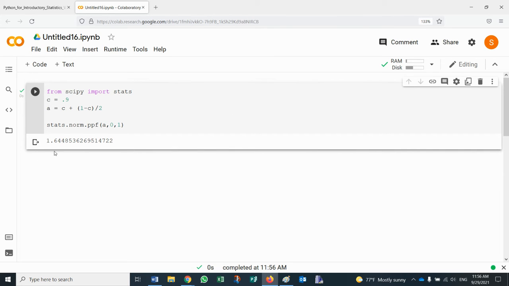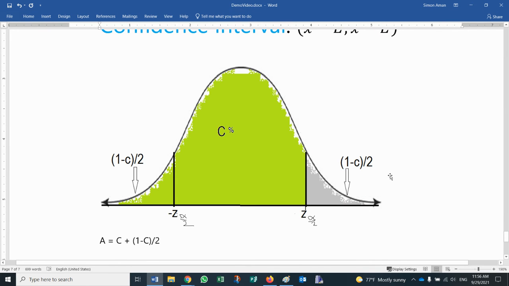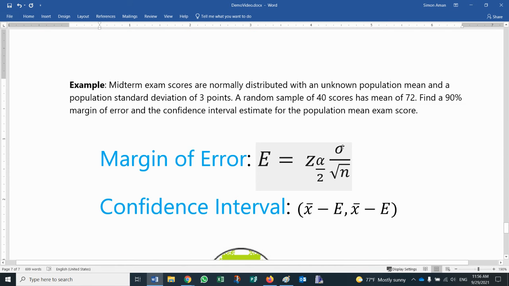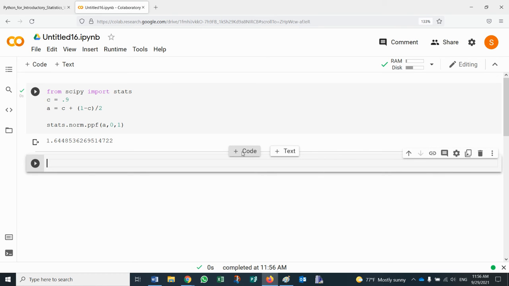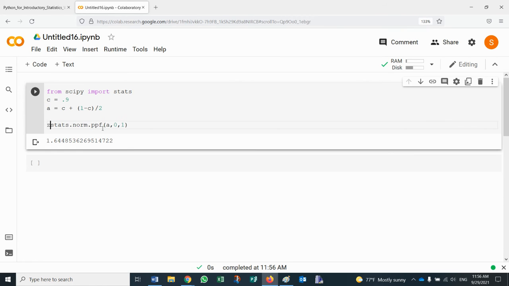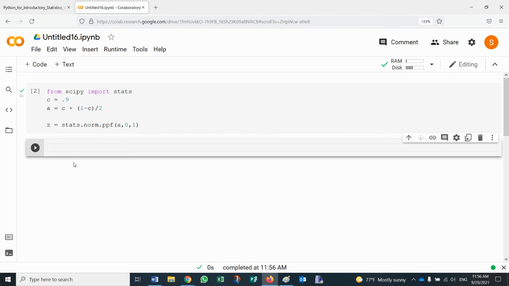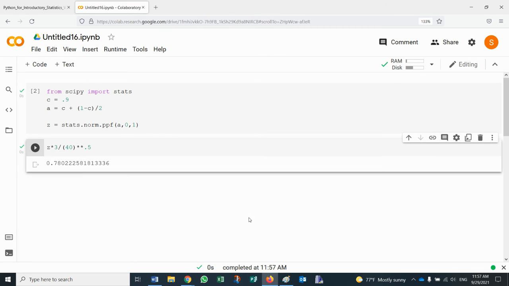Once you have this value, all you need to do is plug it into the formula, multiply it by sigma, and divide it by the square root of n. We could do this using Colab here as a calculator. We can save this as z, so that we don't have to write the number twice. Now this would be z times the standard deviation, which is 3, divided by the square root of n. I think n was 40, so the square root is done by taking this to the power of 0.5, and this will be the margin of error.